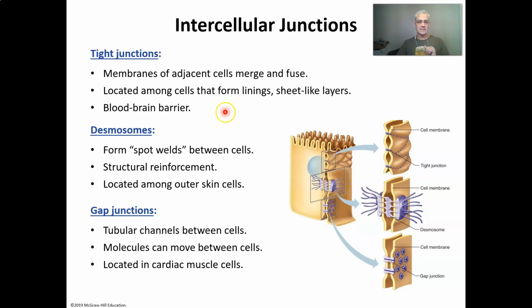I'm not going to go through this in great detail, but there are only three types: tight junctions, desmosomes, and gap junctions. Remember, desmosomes and tight junctions are ways to adhere cells to each other in various forms. Gap junctions, yes, there is some adherence, but it is the only one of the three that allows communication, allows ions or other molecules to travel from one cell to another cell.